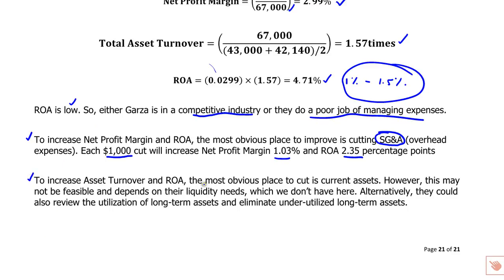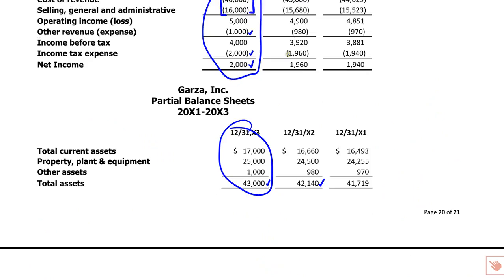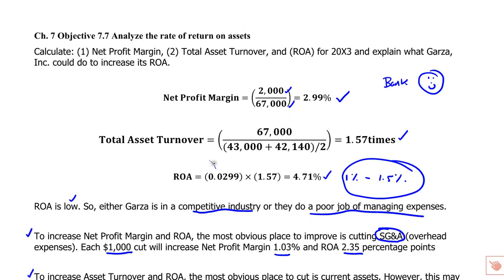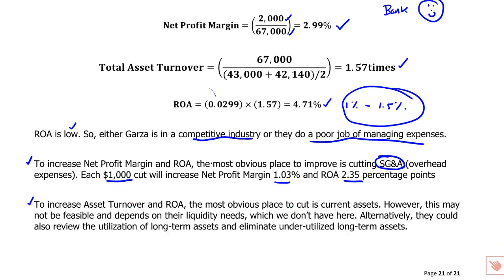Okay, increasing asset turnover. So let's go see what they have over here. We have total current assets and property, plant, and equipment. Other assets, forget about it. So now total current assets, we don't have current liabilities, so we can't really see how we're managing or mismanaging our liquidity. If we could find a better way to manage our liquidity, like using lines of credit and that type of thing, we might increase our asset turnover, which would increase ROA. So it really depends on liquidity needs. We don't have that information here.